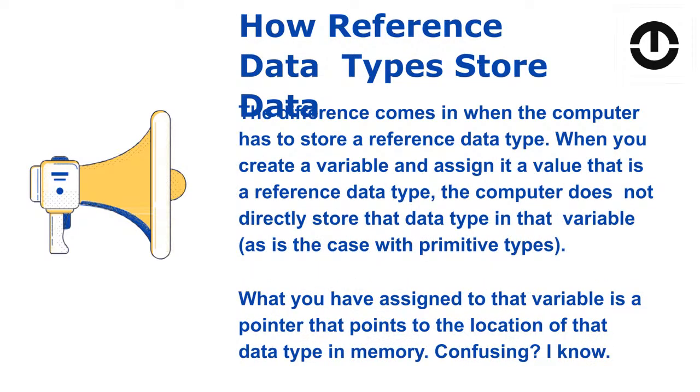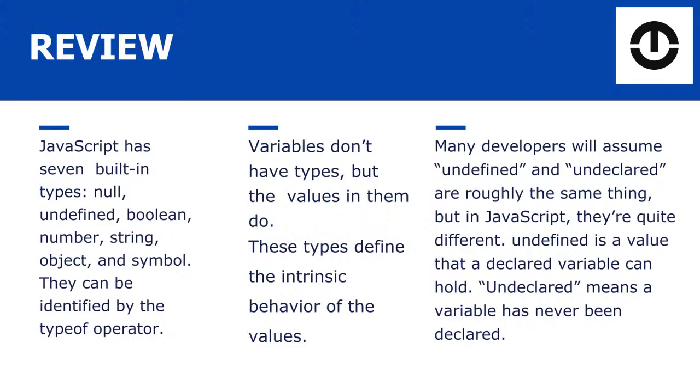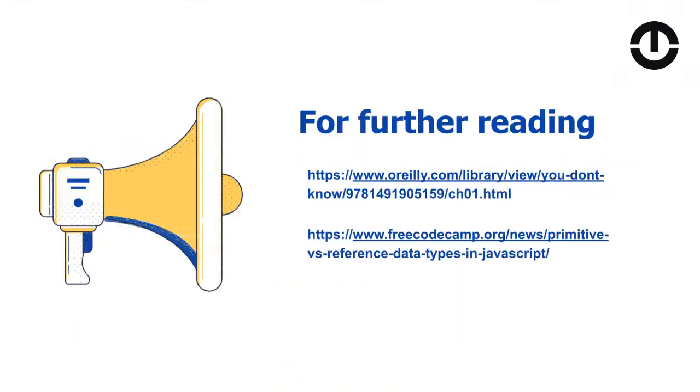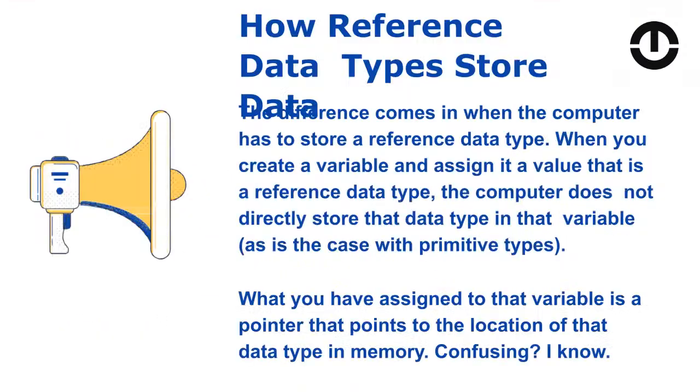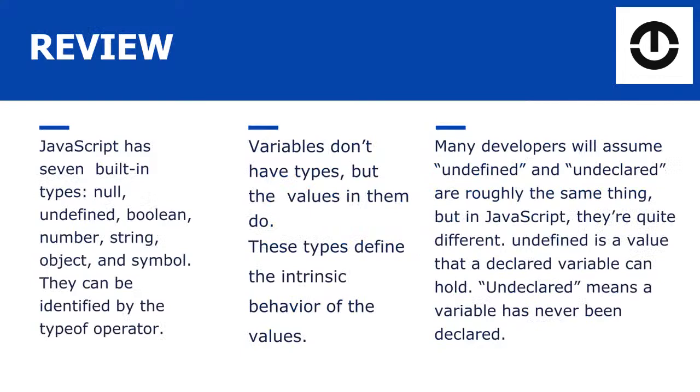For reference data types, when you create a variable and assign it a value that has a reference data type, the computer does not directly store that data in that variable, as is the case with primitives, right? So what you've assigned is a variable that points to somewhere. There's an image just here that shows that. I didn't add the image, but I shall add that in the slides when I am sending it to everyone through the organizers. That's just the last part.